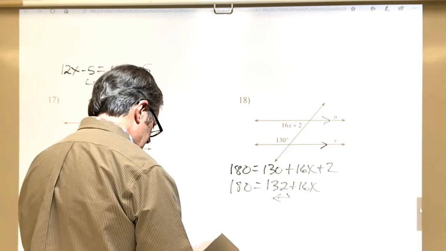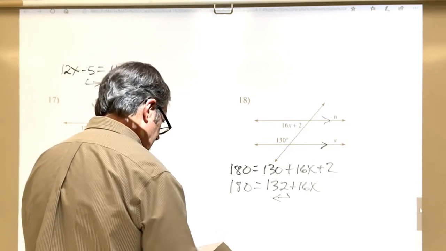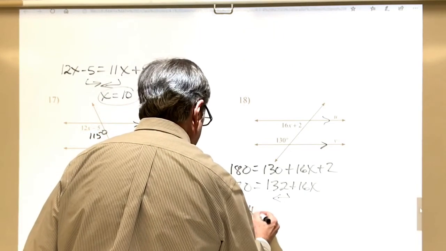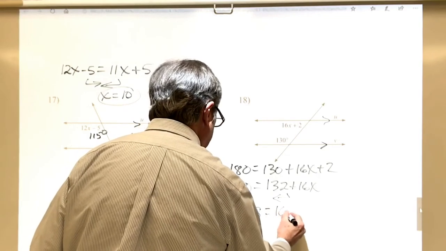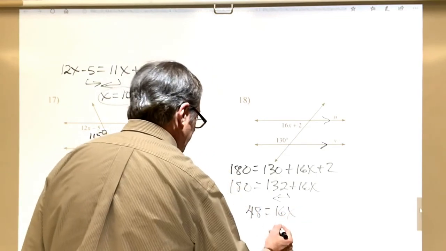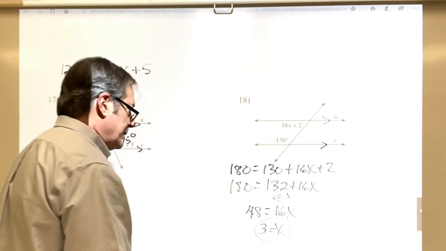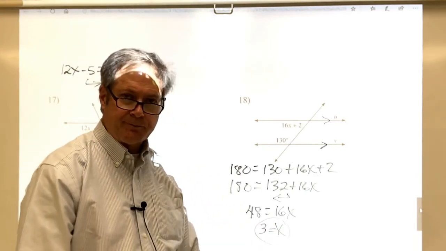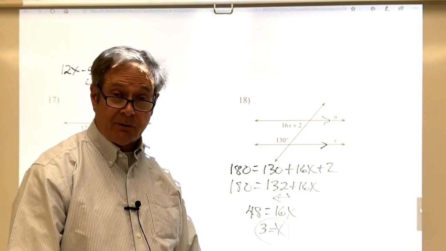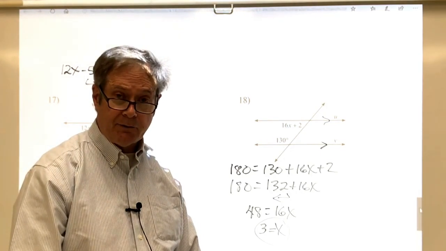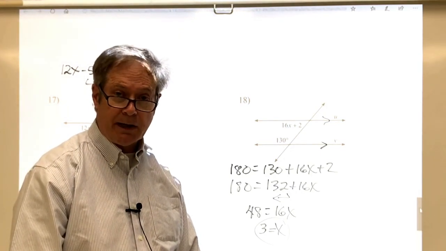So we've got 48 is equal to 16x. Divide both sides by 16. X would equal the number 3. And that's the lesson on parallel lines, angles, and transversals.